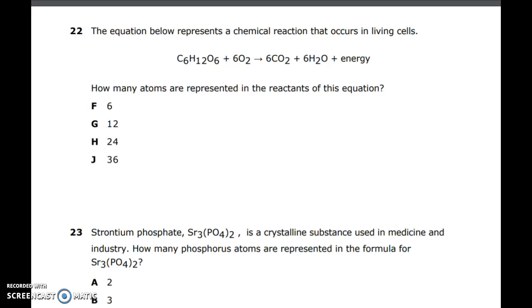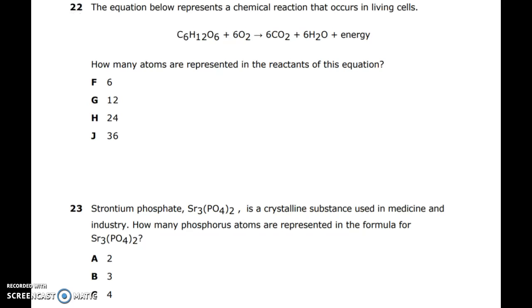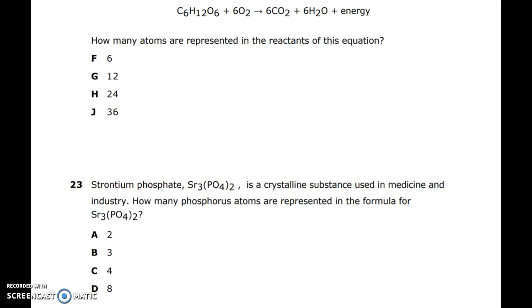22. The equation below represents a chemical reaction that occurs in living cells. How many atoms are represented in the reactants of this equation? 23. Strontium phosphate is a crystalline substance used in medicine and industry. How many phosphorus atoms are represented in the formula for strontium phosphate?